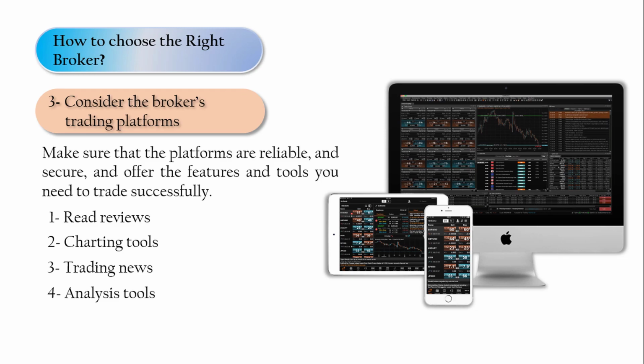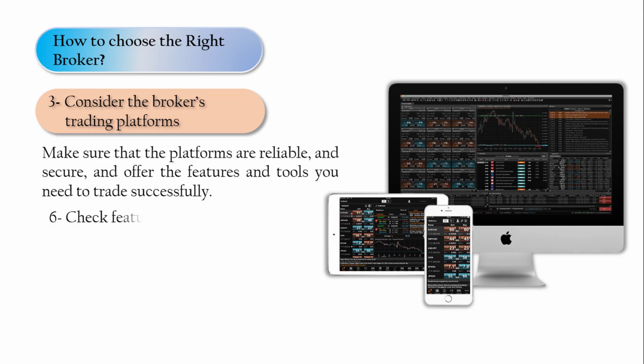Fourth, analysis tools. Technical analysis is an important component of trading. Look for platforms that offer access to an array of technical analysis tools. Fifth, order types. Different order types can be used to enter and exit trades. Look for platforms that offer a variety of order types, such as stop losses and limit orders. Sixth, check features. Examine the features of the platform and how they could benefit you.